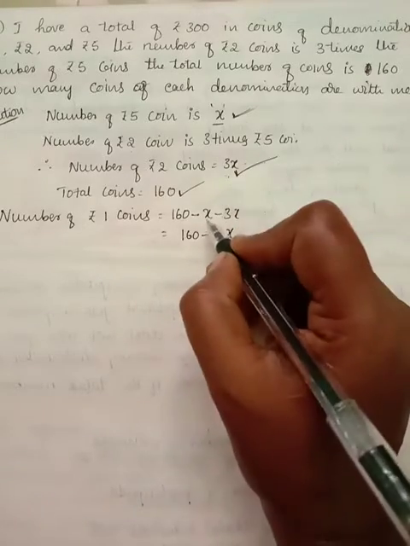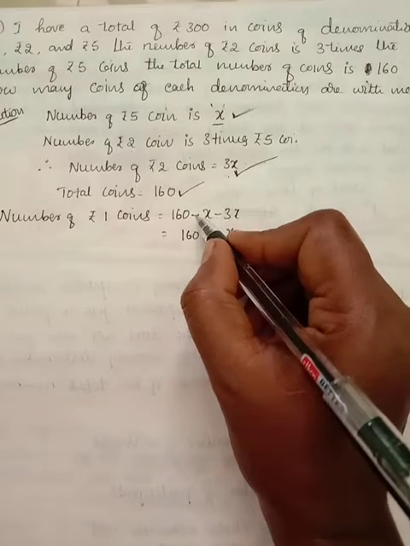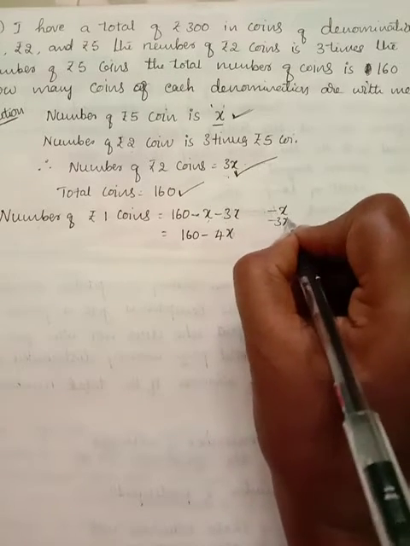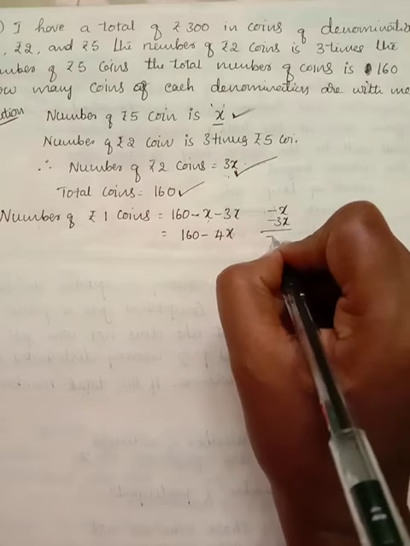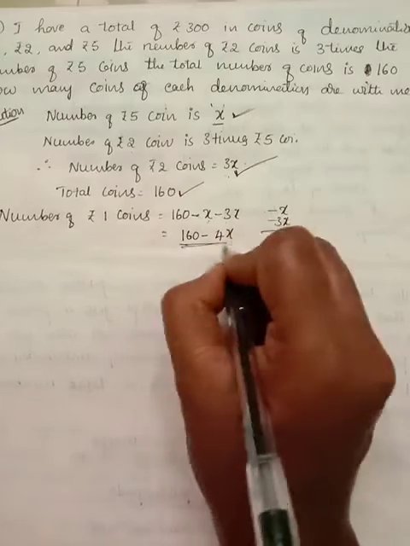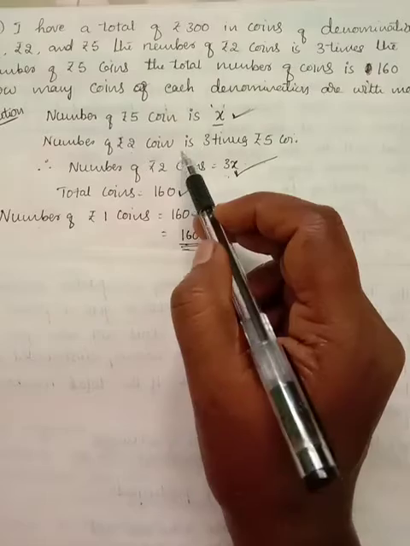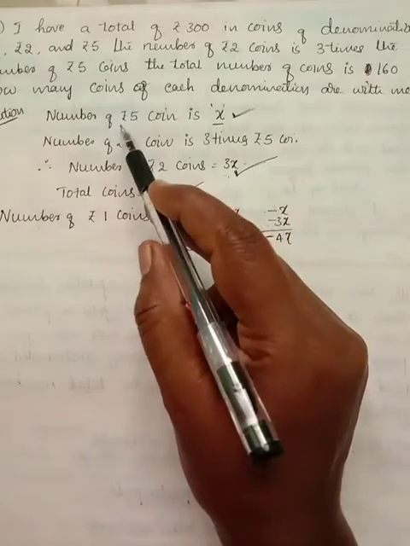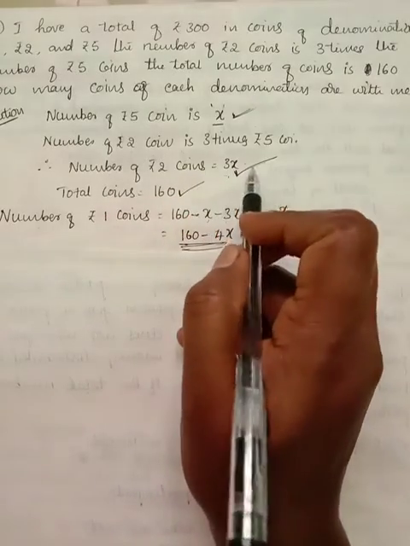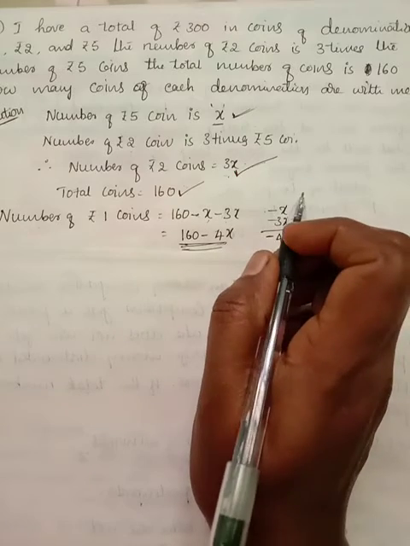Look here, this is an integer simplification. Here minus x and minus 3x. How much? Minus x minus 3x. The same sign, so we add: 3 plus 1 is 4x. So this is the number of 1 rupee coins. Okay. Finally we got all the denominations. Number of 5 rupee coins is x, number of 2 rupee coins is 3x, the number of 1 rupee coins is 160 minus 4x.